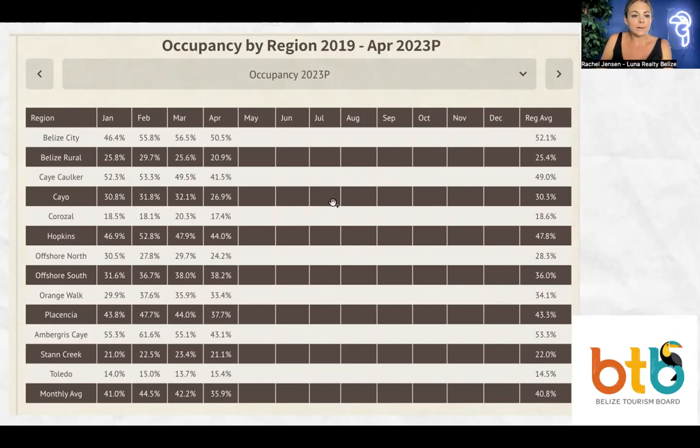From there, we can look down and see Cayo was at about 30%. I'm just going to highlight a couple of places. Hopkins was 47%, Placencia 43%, and then Ambergris Caye was 53%. So Ambergris Caye, as we can see, has the highest occupancy so far year to date. I do want to mention too, I know Hopkins has been on the radar for a lot of people. It's pretty interesting to see that Hopkins was at 47.8%. That is some of the highest numbers that I've seen for Hopkins over the years. There's good reason for that.